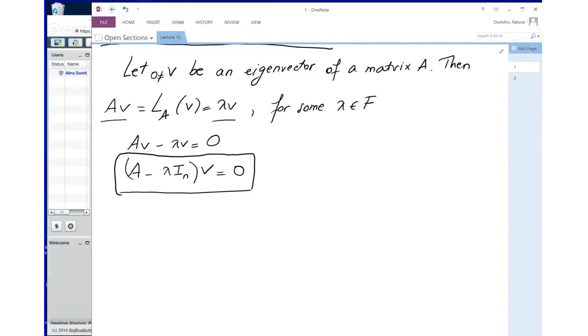So now, we want this system to have infinitely many solutions. Why is that? Because we want this vector V to exist and to be non-zero at the same time, right? We don't want the only solution of this to be V equals 0, because then we have no eigenvectors, right? We need to have non-zero eigenvectors, non-zero vectors with that property. So this is a system that is consistent with infinitely many solutions.